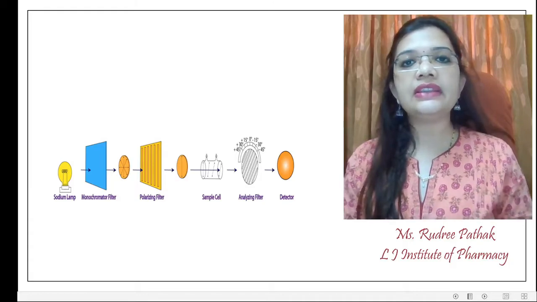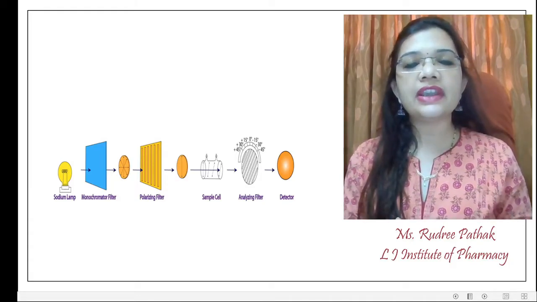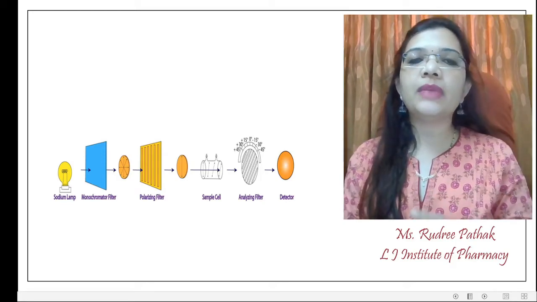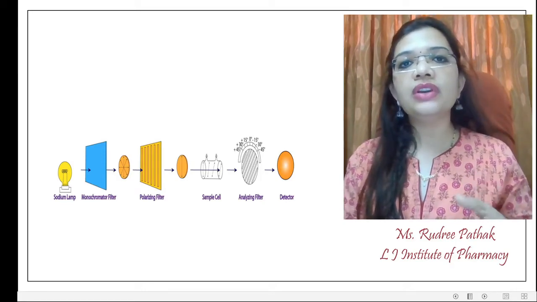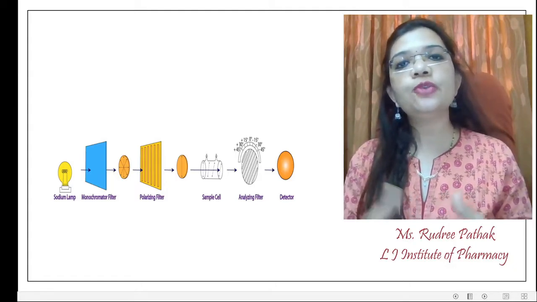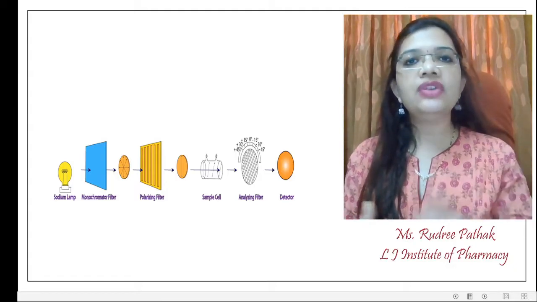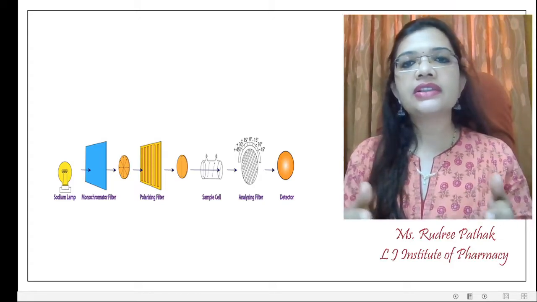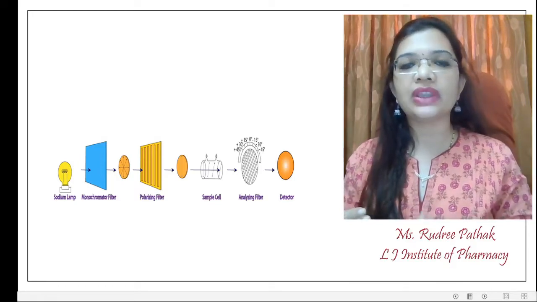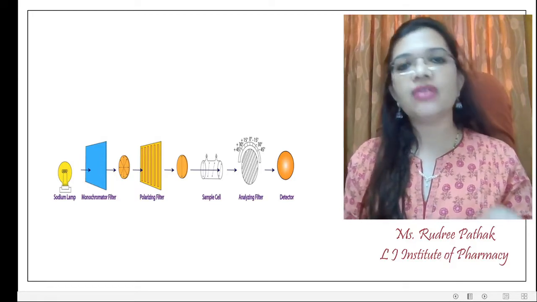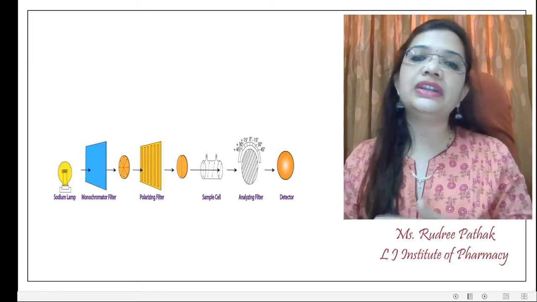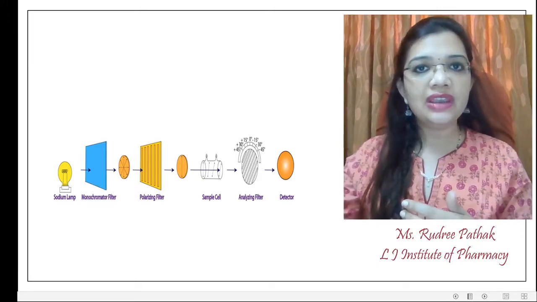As you can see in the slide, in the first segment we have a sodium lamp. After passing through a monochromatic filter, the light is converted into polarized light, which then passes through the sample cell, shown in the figure. It is then estimated how much it is rotated, whether to the left side or right side, and that is ultimately measured with the help of a detector at the end of the polarimeter.